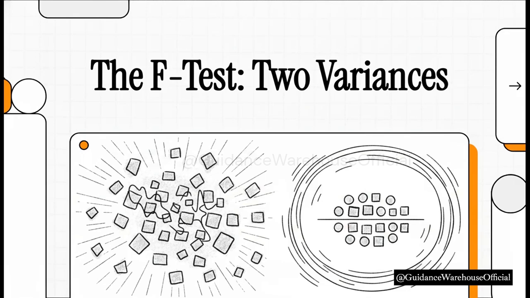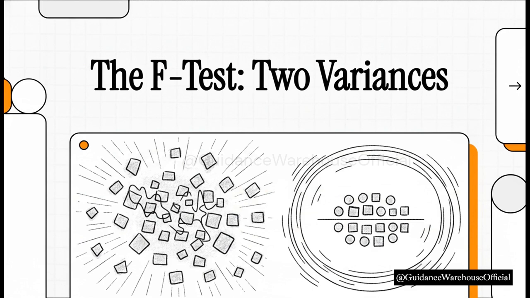Picture this. You're taking two different college math classes. In one class, the professor's exam grades are completely all over the place. Some students are scoring perfect hundreds, while others are barely scraping by. But in the second class, the grades are incredibly consistent, hovering right around an 85 every single time. So why does this happen?